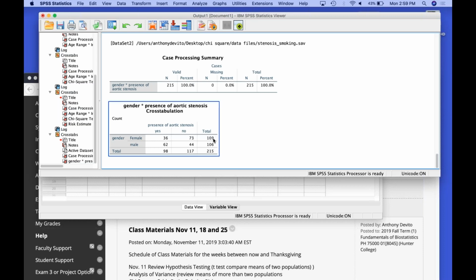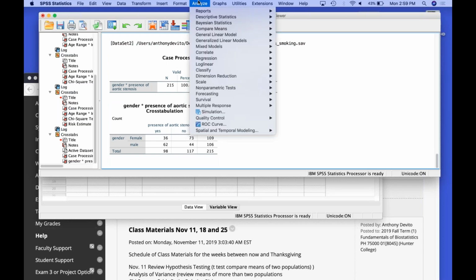If you go to the total here, 109, you would expect half of those people to have aortic stenosis. So your expected value would be roughly 54 people in the yes and no for females. How about males? Of 106, I would expect 53 and 53. Your observed values would be 36 and so on. It just happens to be 50% for this case, not always 50%, right? But you can see that there's a difference between your observed values and your expected values.